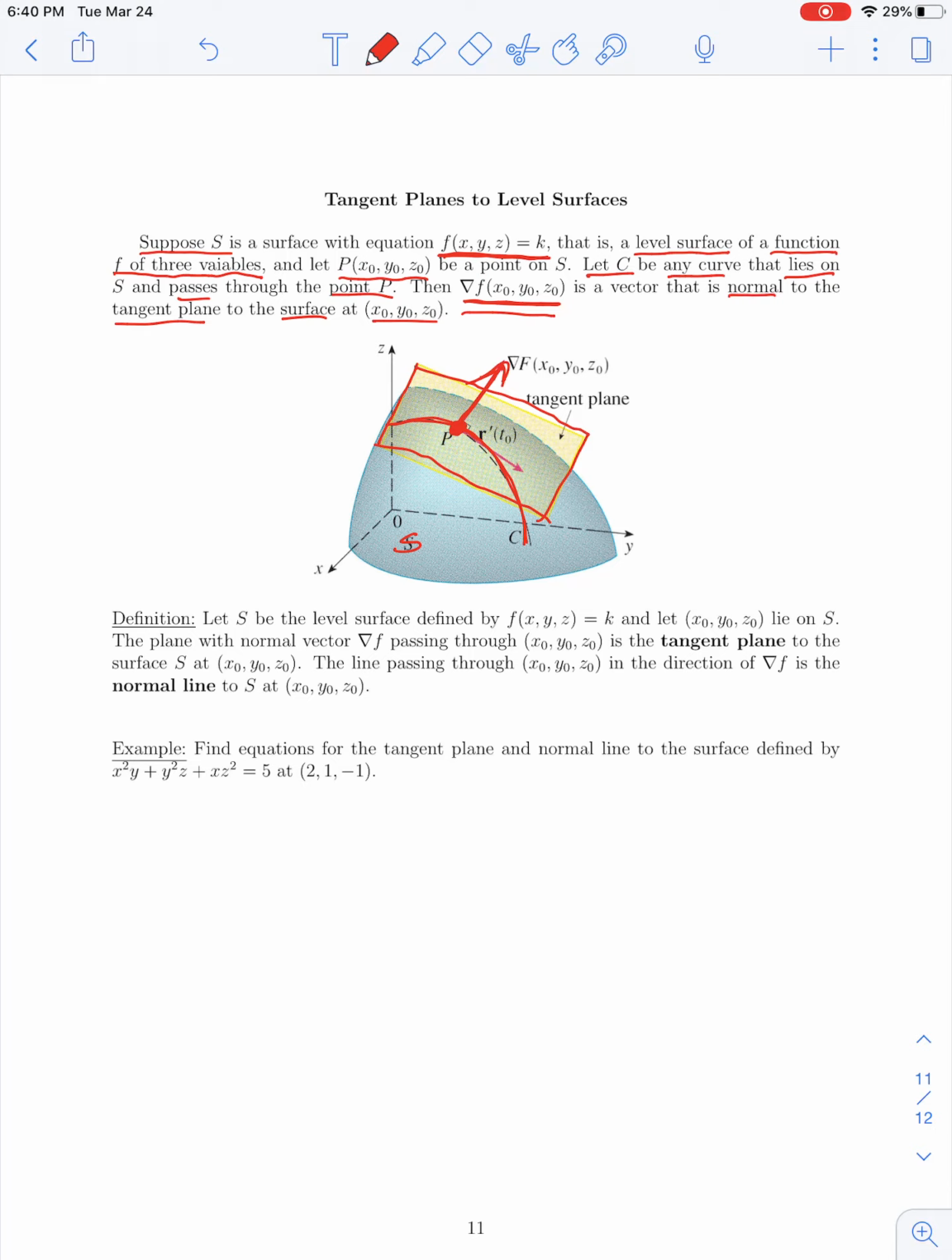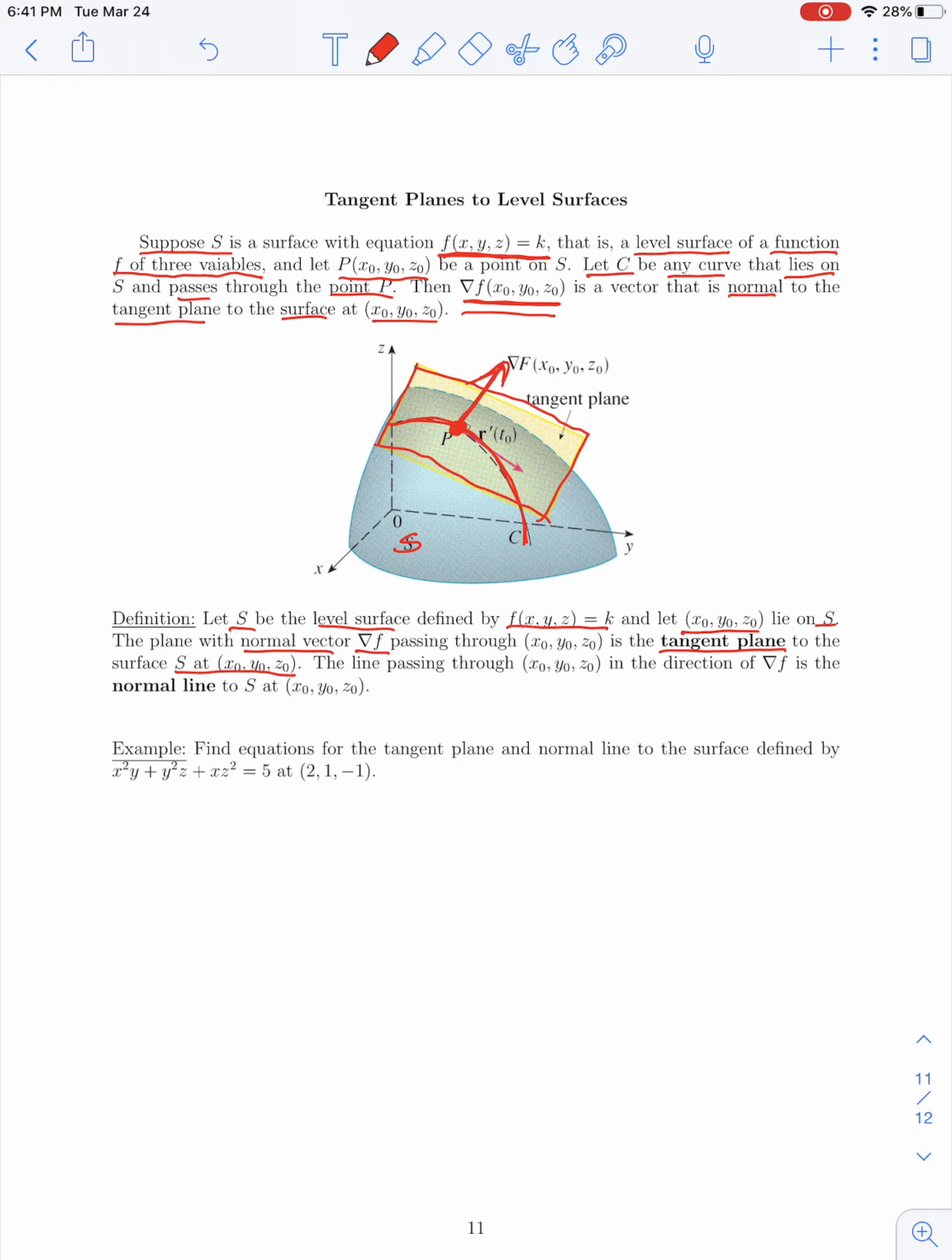And we're finding that this gradient vector, grad f, is normal to the tangent plane at any given point on a level surface. So we define for a level surface S, defined by some function f, for a point x naught, y naught, z naught, which lies on that surface, the gradient vector is normal to the tangent plane to the surface S at the indicated point.